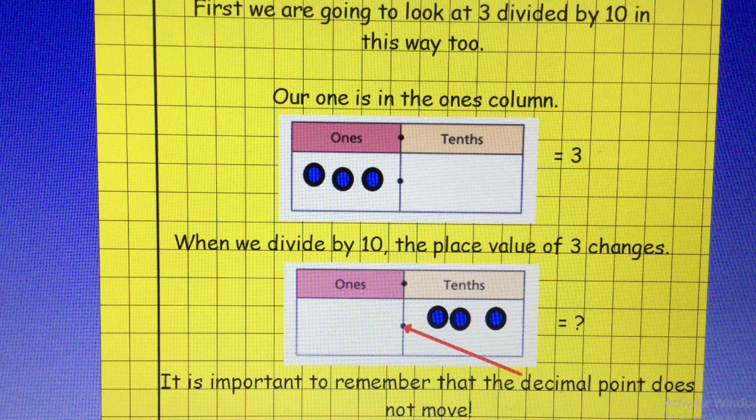First, we're going to look at 3 divided by 10 in this way. So here we can see we have 3 ones in our ones column. When we divide by 10, the place value of the 3 changes. What is it now?